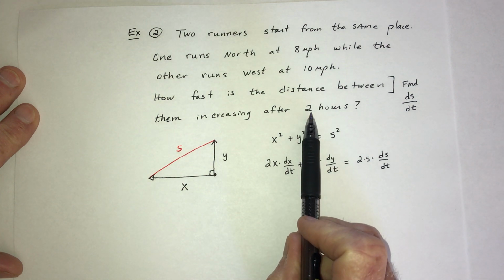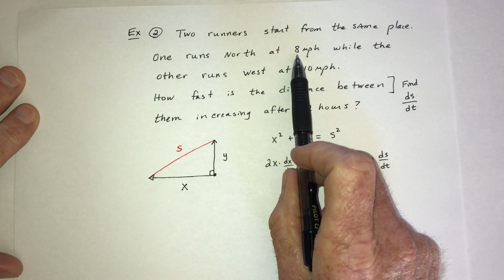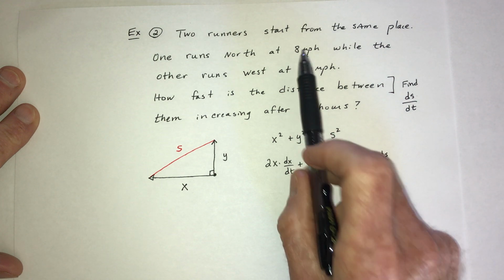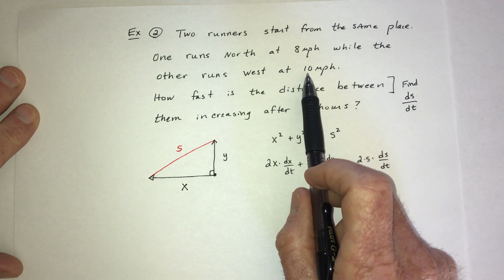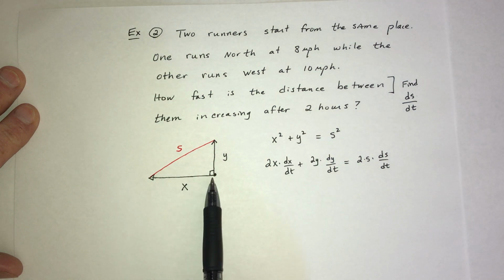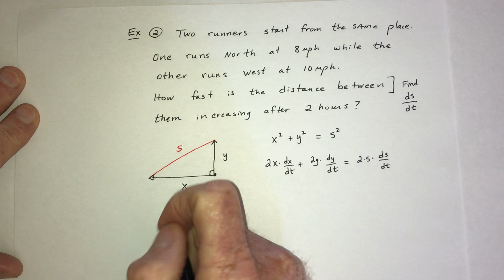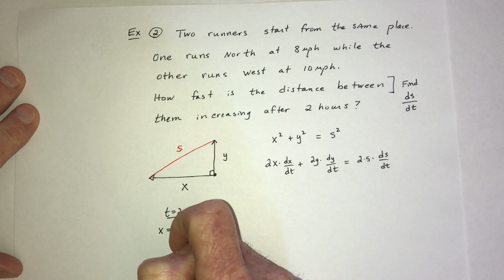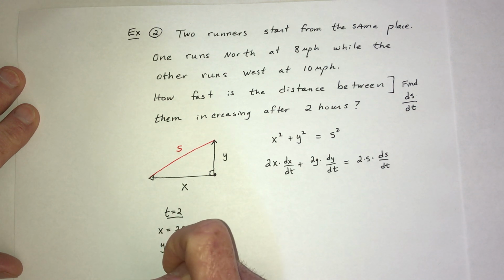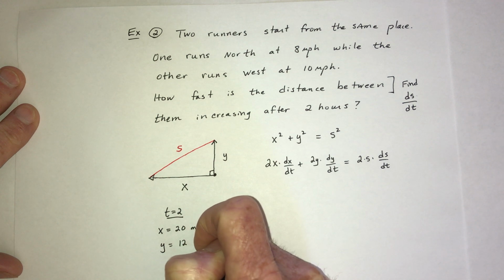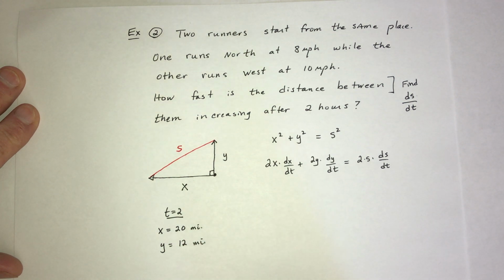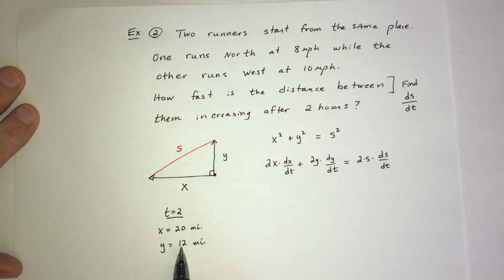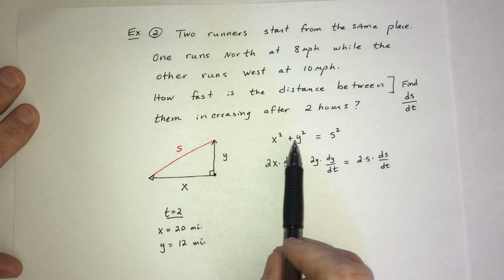Well, if they've been running for 2 hours and this person is running 8 miles every hour, then that means that for this person, after 2 hours, they've run 16 miles. And this person has run 20 miles. So this is the person running 10 miles an hour. So when t equals 2, that means that x has run 20 miles and y has run 12 miles. So we now have a number for x and a number for y.